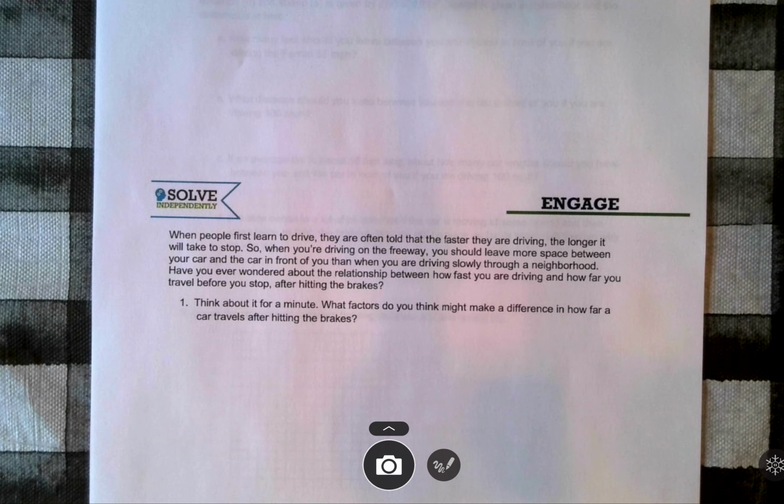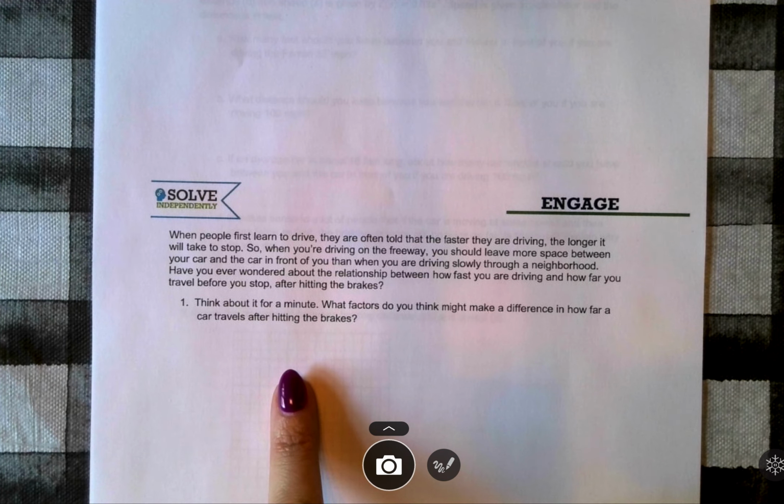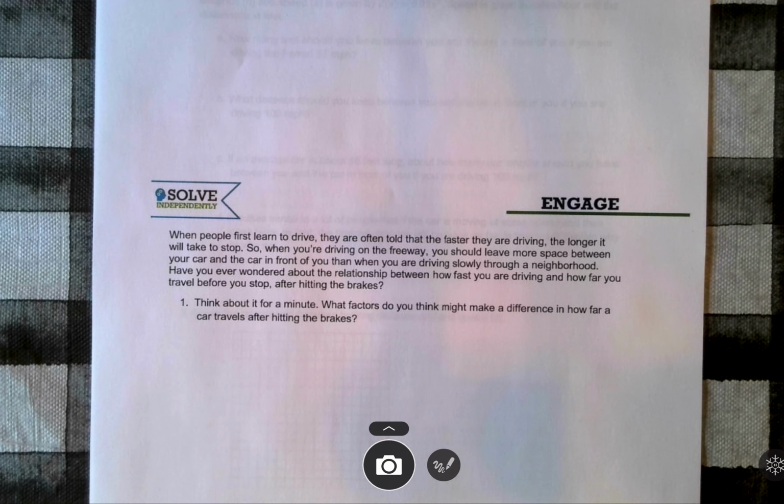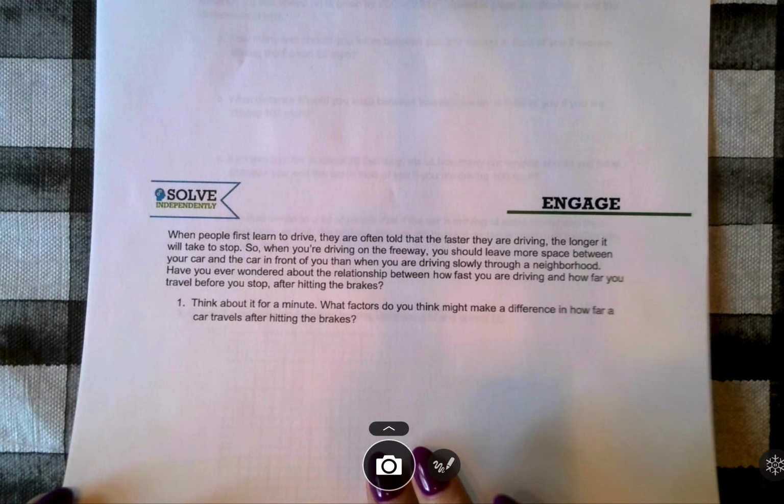Basically, it talks about how when you're learning to drive, if you are driving at a faster rate, you should leave more space between you and the car in front of you. And it talks about driving on the freeway. And so question 1 asks about different factors that you think could influence how far a car travels after hitting the brakes. So I'll let you answer that one on your own, and then when you're ready, turn to page 14.